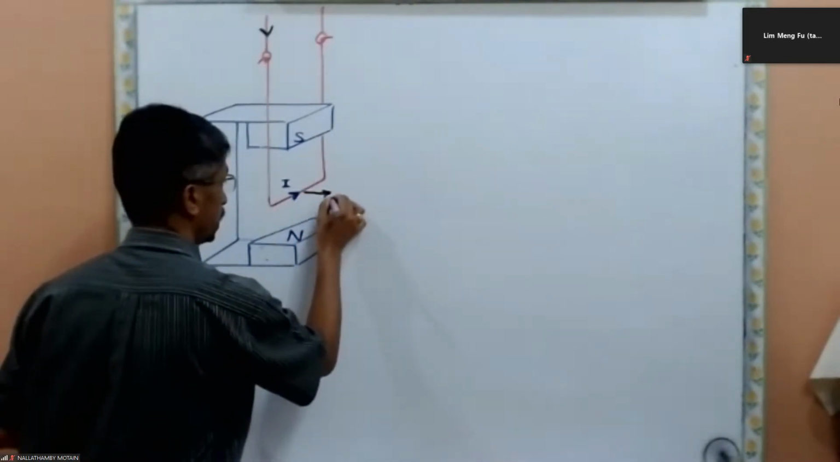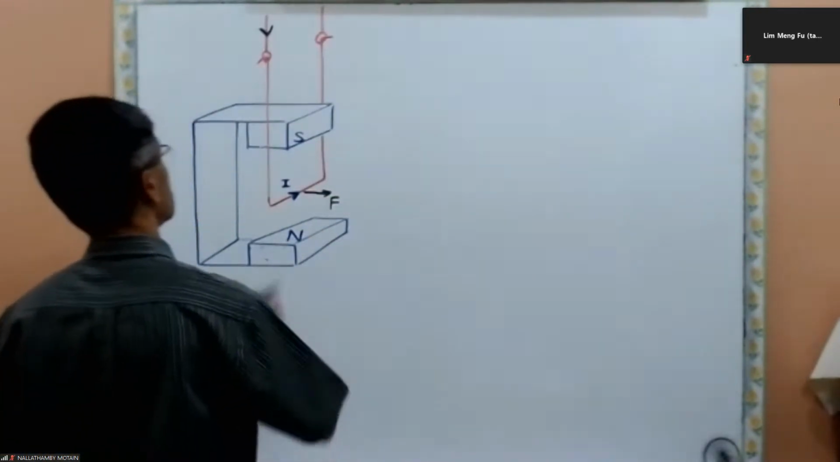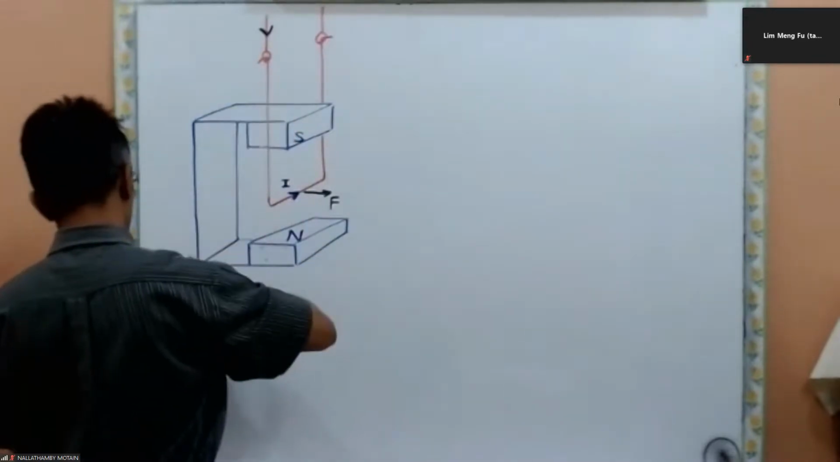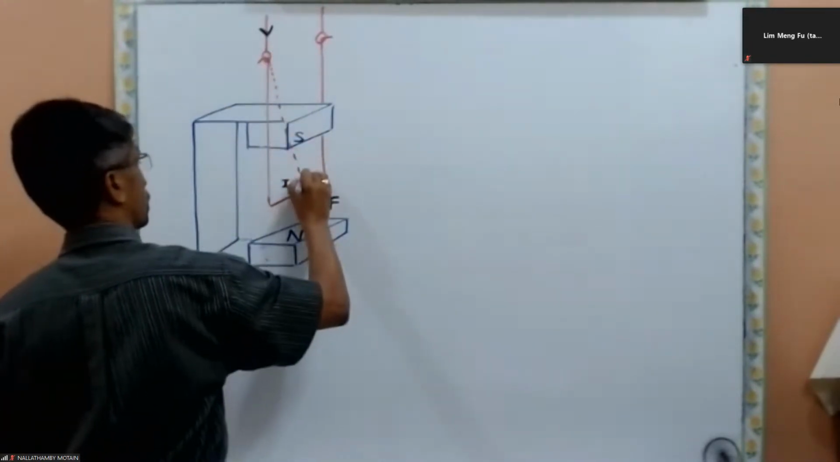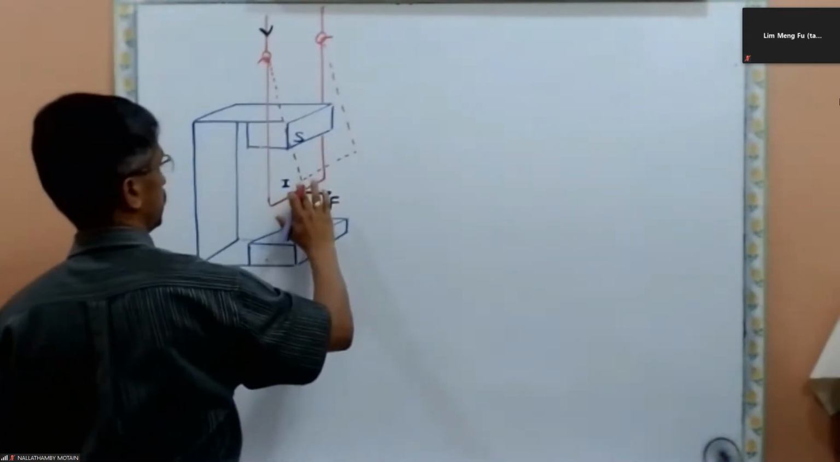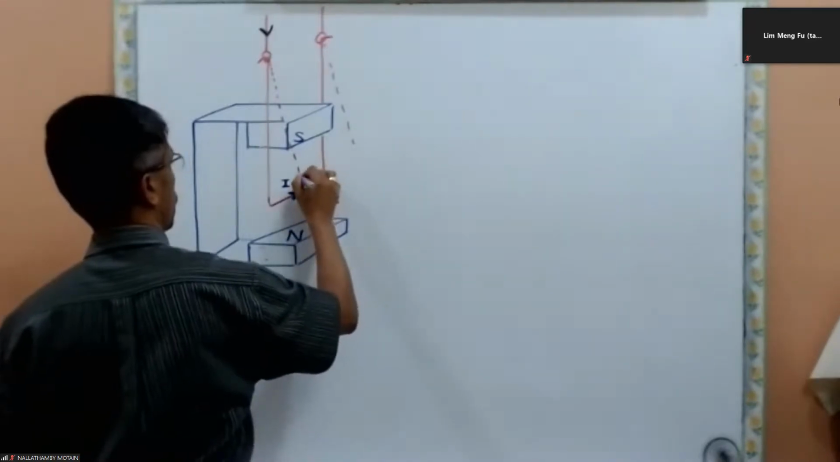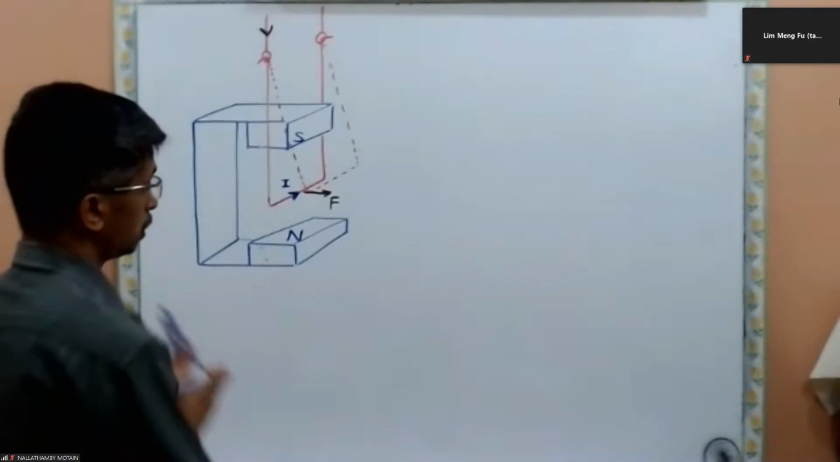So we label it with F, force. This conductor will swing. Let's say until here, it swings.